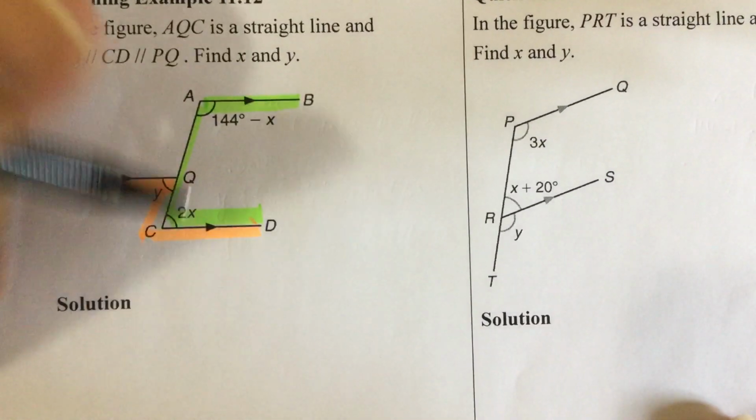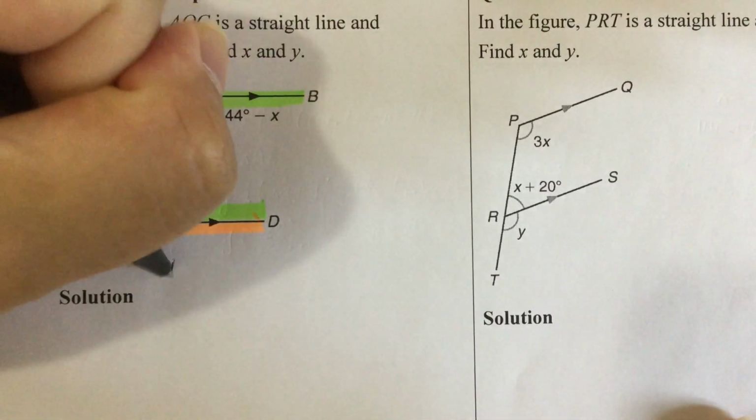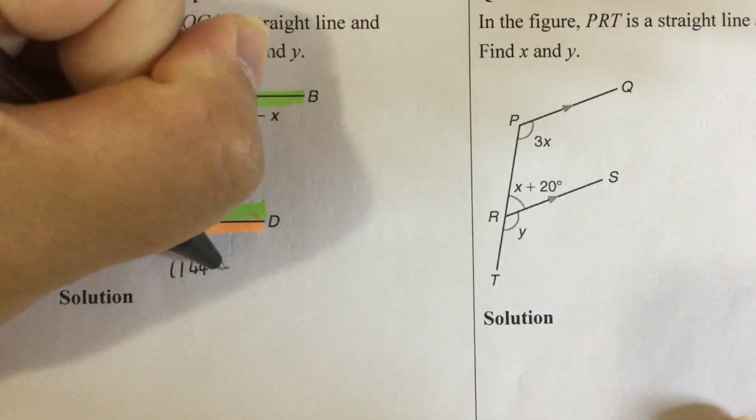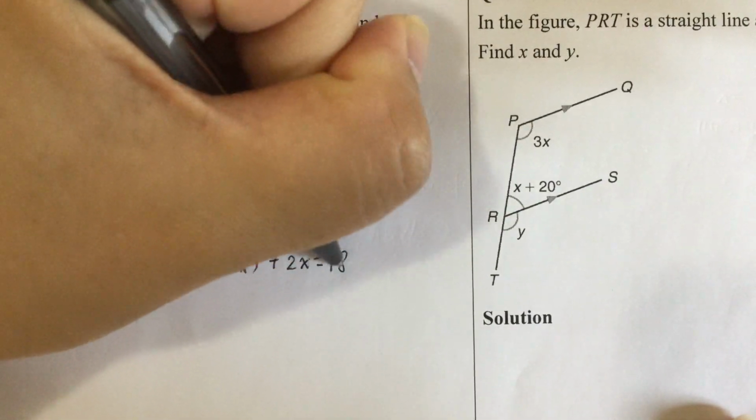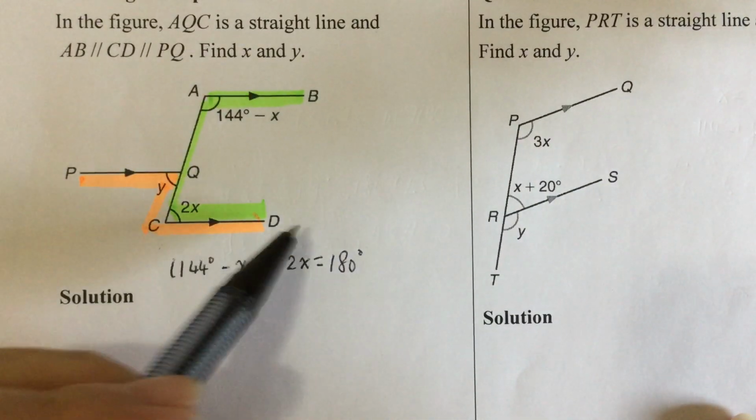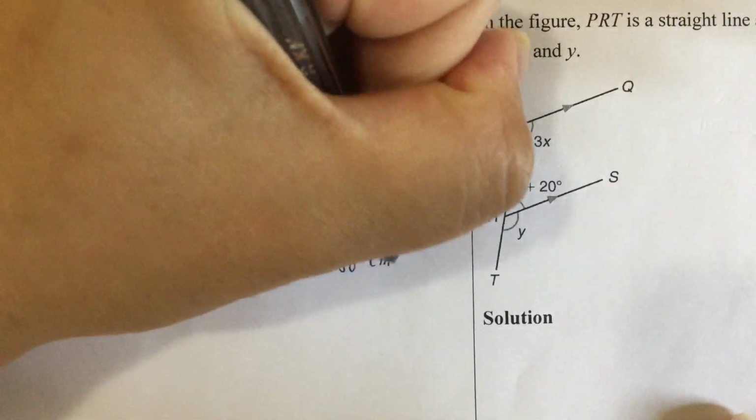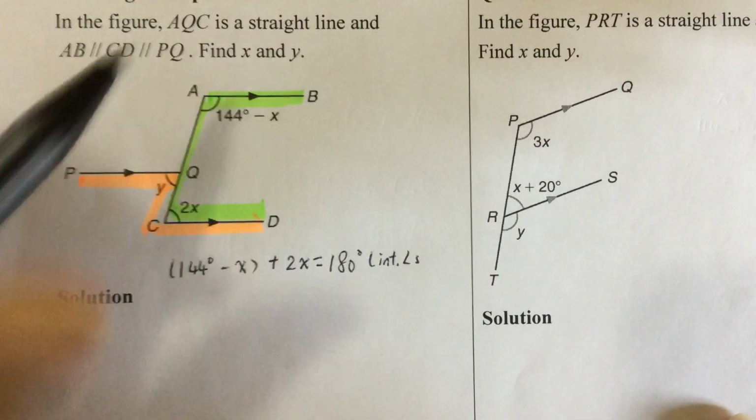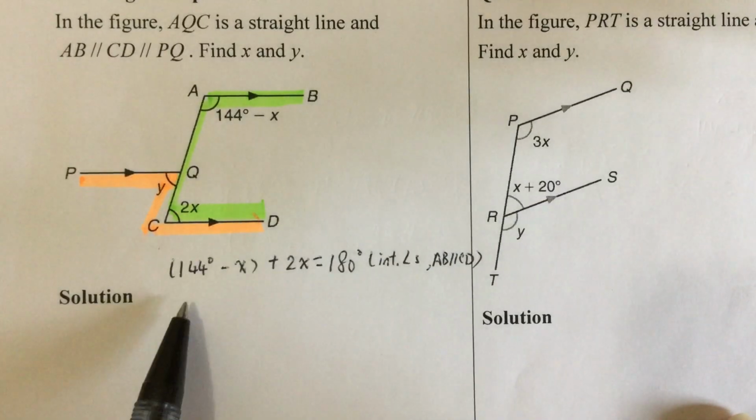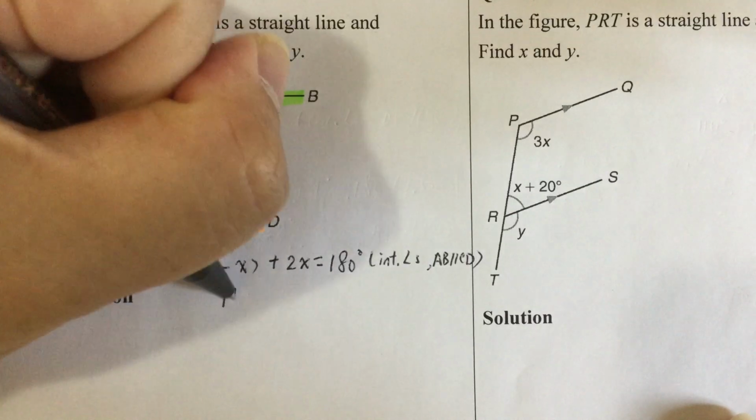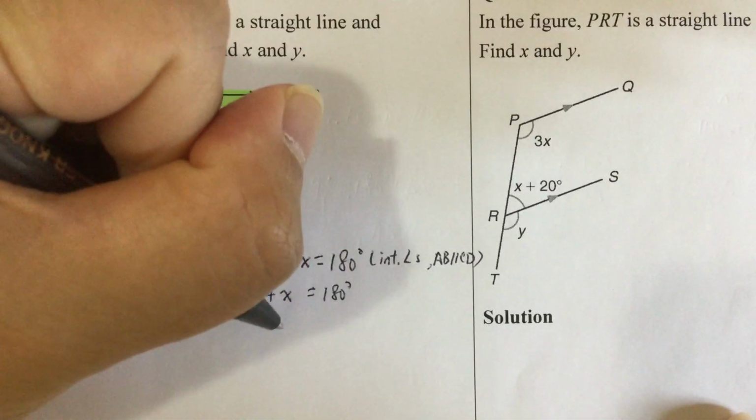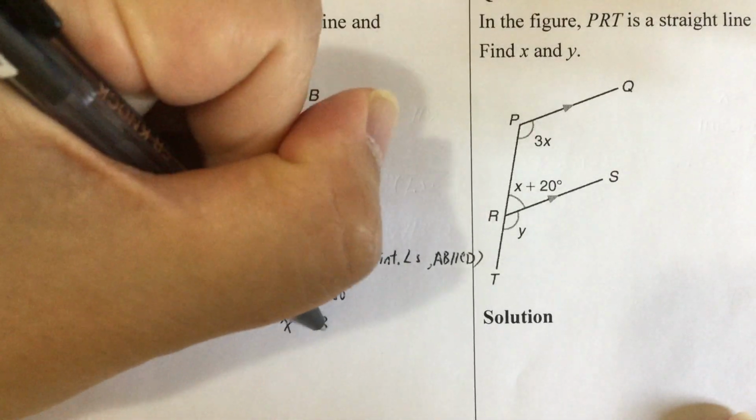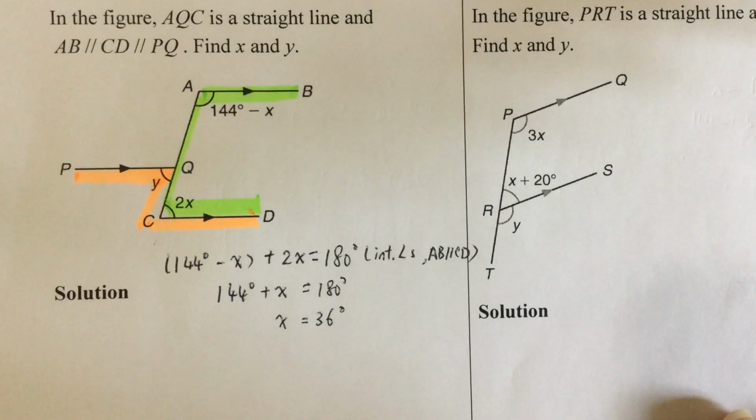So what can we write down? We will write down here: 144 degrees minus x plus 2x will equal 180 degrees. Okay, use the green one. We call this one interior angles. We have AB parallel CD, so we can solve the problem immediately. And this is 144 degrees plus x equals 180 degrees. So x is equal to 36 degrees. We can solve the problem immediately.